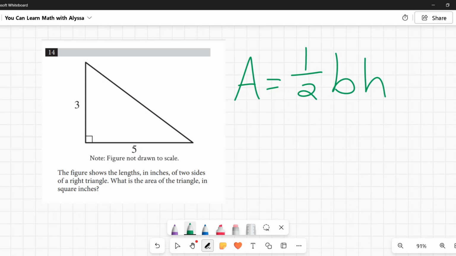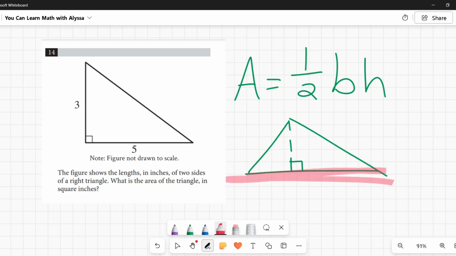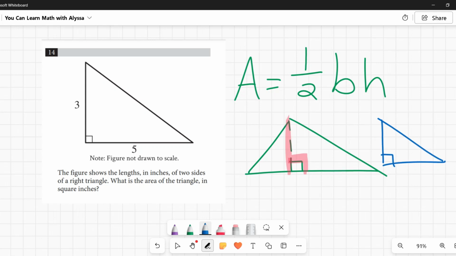What is the height though? The height can be a little tricky. The height always, no exceptions, will involve a right angle. So if I have a triangle that is like this, my base is going to be here at the bottom, what it's sitting on, and then the height must be perpendicular to that base. And you have to see a right angle or have them tell you there's a right angle there. So if the triangle is like this, a right triangle, this would be my base and this would be my height. The side, the length that is perpendicular to that base.